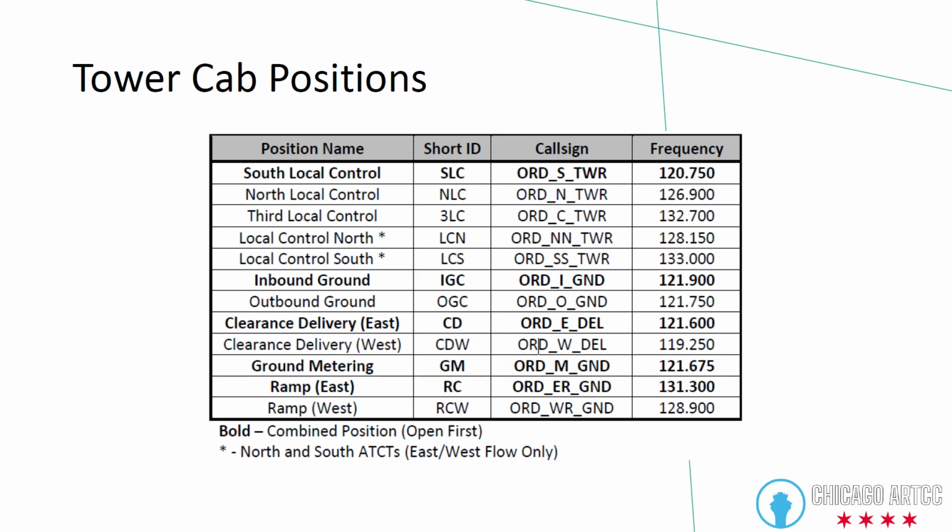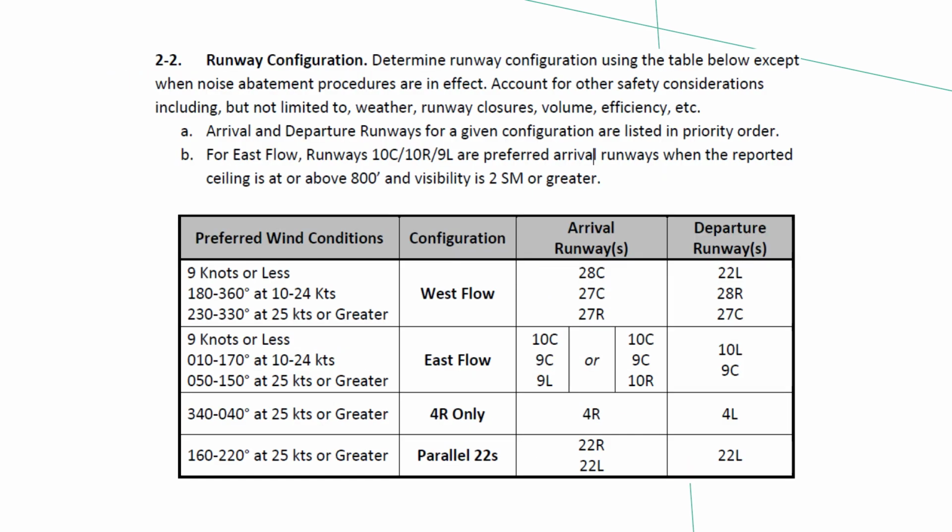As a ground controller, the first position that you will open, combined position, would be the inbound ground position with a frequency of 121.9. We also have provisions for multiple towers, clearance delivery, ground metering, and ramp frequencies for events.